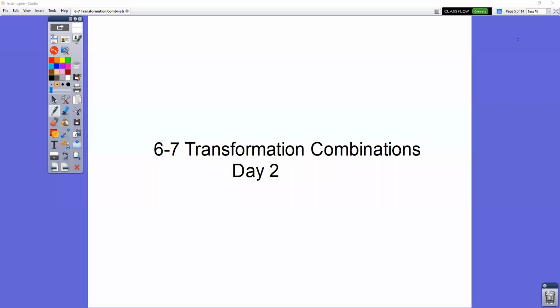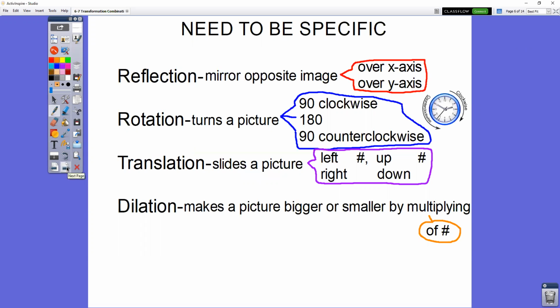This is the lesson for 6-7, Transformation Combinations, Day 2. Today's lesson is a little bit weird because you're not actually graphing anything. You're taking a look at graphs that are already there, and you have to figure out what exactly is going on. Are we doing a translation and then a reflection?